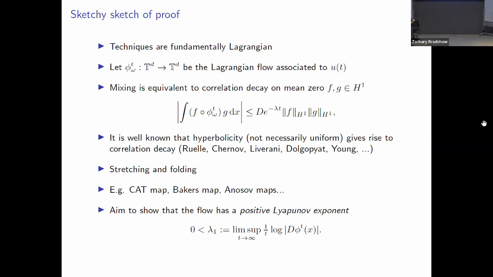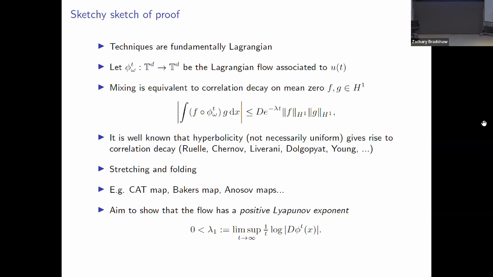times, is that mixing, as we defined it in terms of H-1 decay, is equivalent to what I call decay of correlations. Namely, if I take the flow and compose it with two mean zero functions which have some regularity, H1 is not important, as long as they have even the tiniest bit of regularity more than, say, L2, then F composed with the flow integrated against G at time zero decays exponentially fast. We say that's exponential correlation decay. And this constant is the same as the mixing constant. So these are equivalent just by duality of H1, H-1.